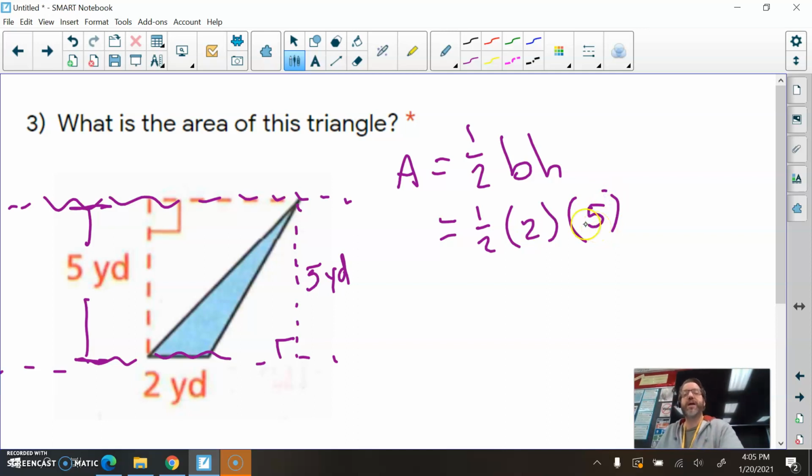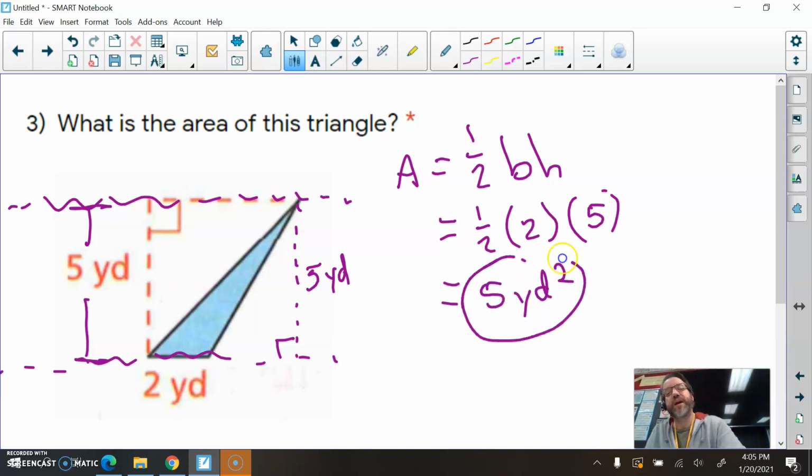Now you can take 2 times 5, which is 10, and then cut that in half and get 5 square yards for your area. That's great. Or some people would take half of 2, which is 1, and then 1 times 5 is 5 square yards. A third way you could do this, if you're using a calculator, and I don't think you should need a calculator for this one, but you could always type 0.5 in your calculator instead of 1/2.